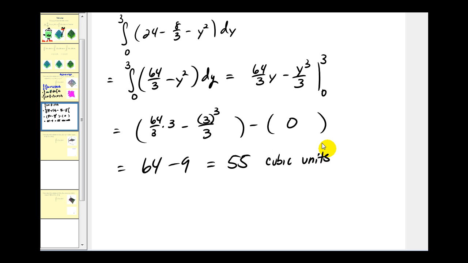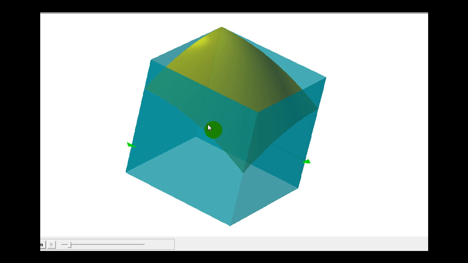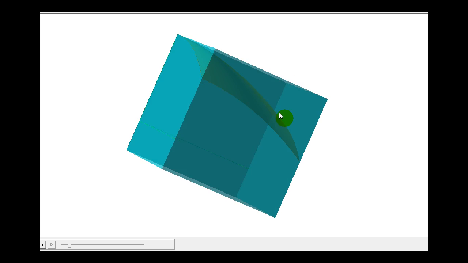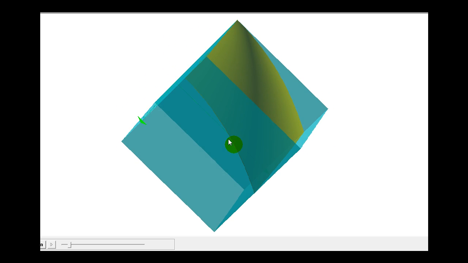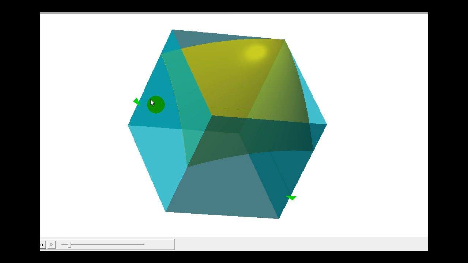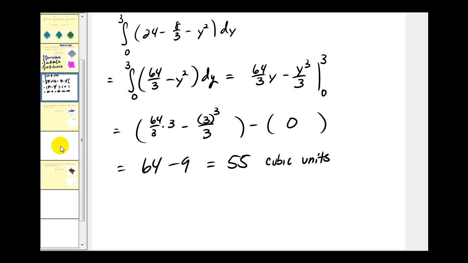Let's take a look at this in 3 dimensions. So in yellow we see the surface, and then these planes represent the region. So the amount of volume under the yellow surface above the xy plane would be 55 cubic units. Let's go and take a look at another example.